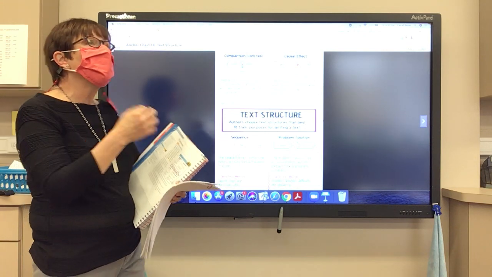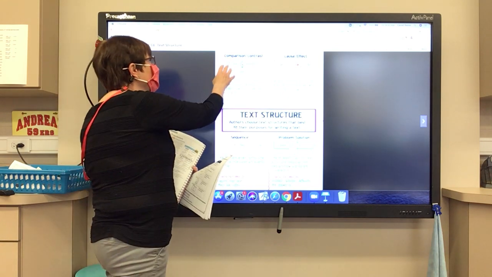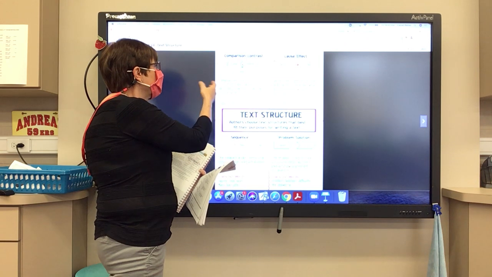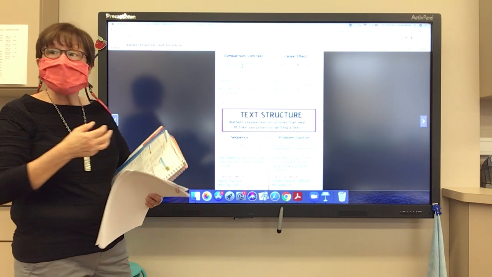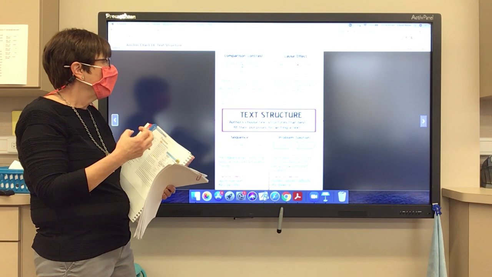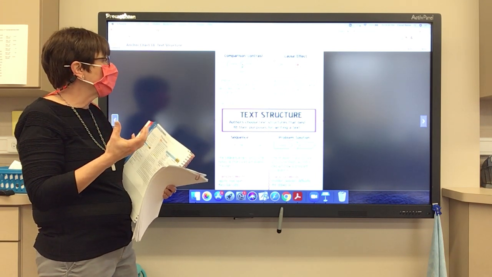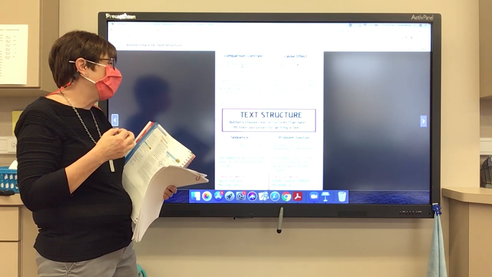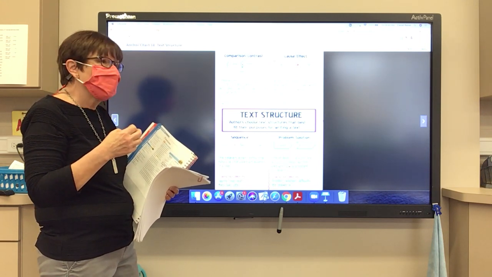Some of the ways that authors organize text: text structure would be comparison and contrast. Authors might use compare and contrast, and they describe how things are alike and different. They use clue words like but, both, however. They can also use cause and effect. It helps authors explain what happened and why it happened. Some of the clue words they use would be because, so, in order to, as a result.